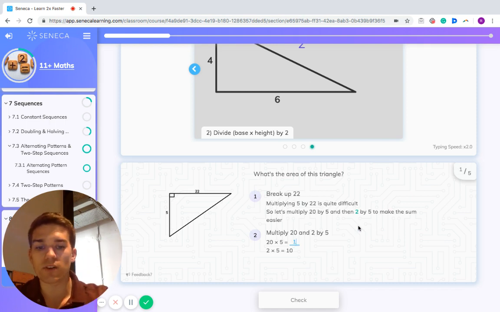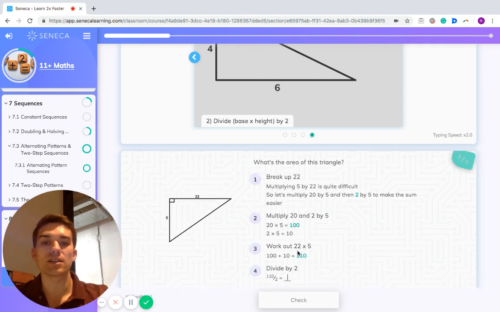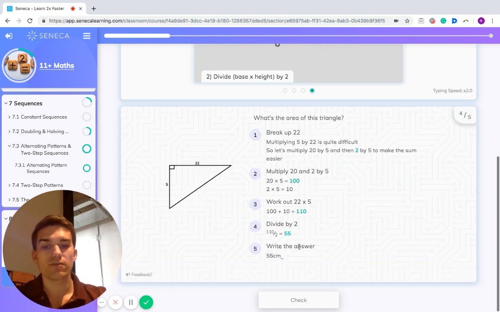So 20 times 5 is 100. 2 times 5 is 10. So if we add them together, the answer to 22 times 5, the base times the height, is 110. Now remember, we're not done yet, because it's a triangle, not a quadrilateral. We need to divide by 2. So 110 divided by 2 gives you 55. And the answer is 55 centimeters squared.